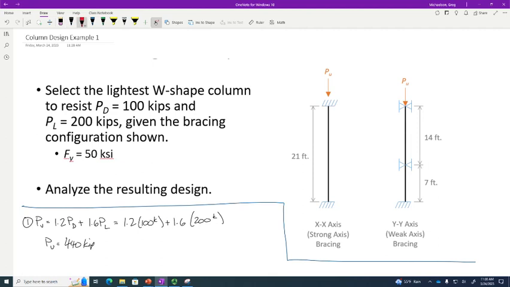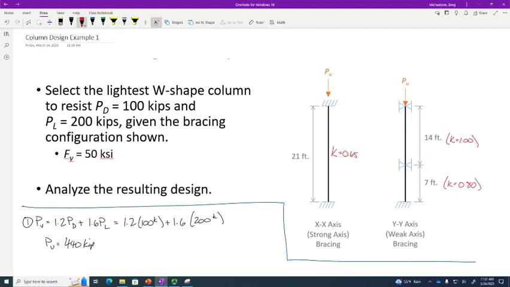So for the x-axis, what's the K value? We have a fixed boundary condition on the bottom, a fixed boundary condition on the top. 0.65. Yeah, don't use the theoretical, use the recommended. Okay, what about the bracing configuration over here on the right? I've got pin up on the top. What's the K value here? 1. What about the bottom? 0.8.